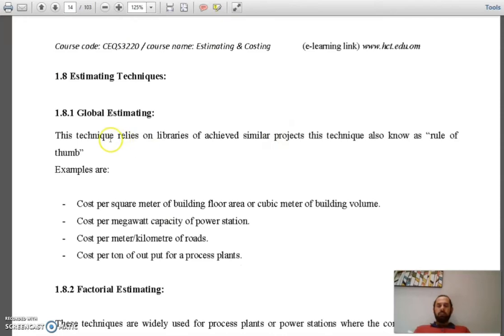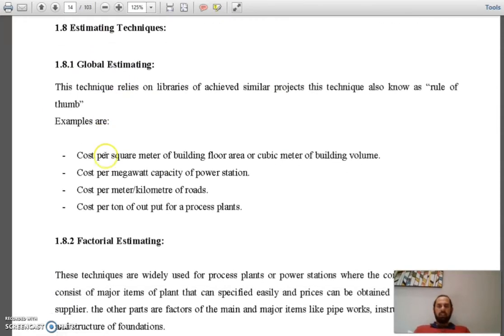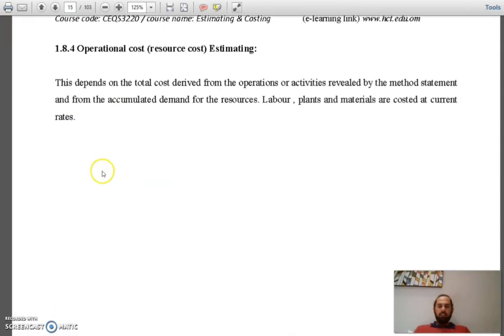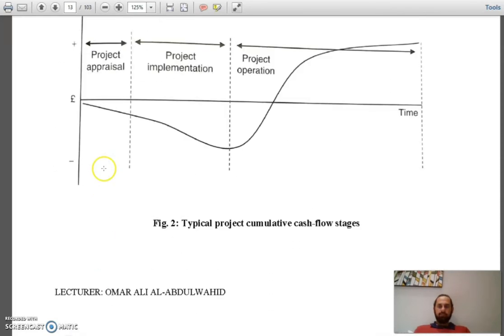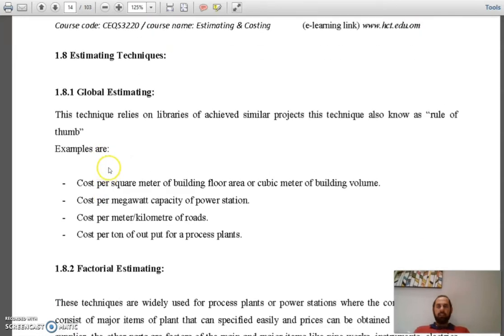So I prefer to take these estimating techniques in the next class. Well, let's use this one. I've reached the end of the chapter. Okay. So we have the estimating techniques. We have different types of estimating techniques. One of them is called global estimating. This technique relies on libraries of achieved similar projects. This technique is also known as the rule of thumb.